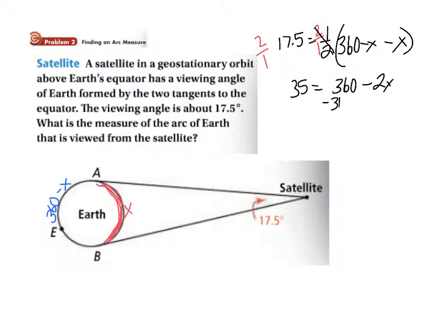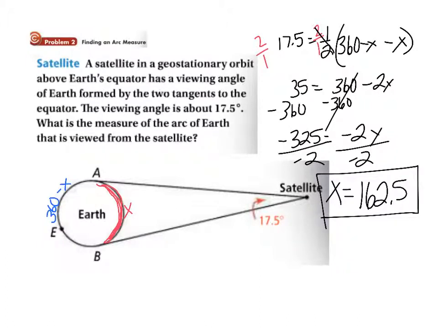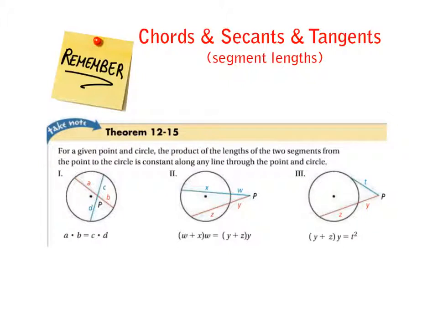And then I'm going to subtract 360. And I get negative 325 equals negative 2x, divided by negative 2. And the negatives will end up going away, and x equals 162.5. So that's how much of the Earth it sees. It kind of almost looks like it's half of it, but it's not quite half. 180 would be half. It sees 162.5 degrees of the Earth. All right, let's move on then.